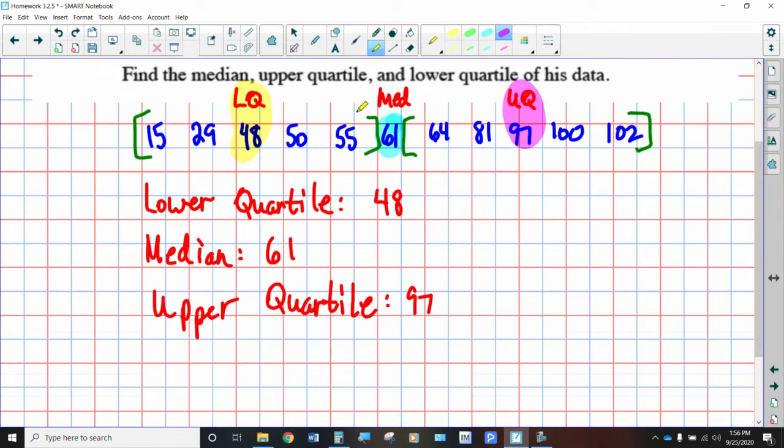It did not ask us to create a box plot for this, but we could because we know our minimum and our maximum. So you've got all 5 data points that you would need to create a box plot, but we're not going to because they didn't ask us to.